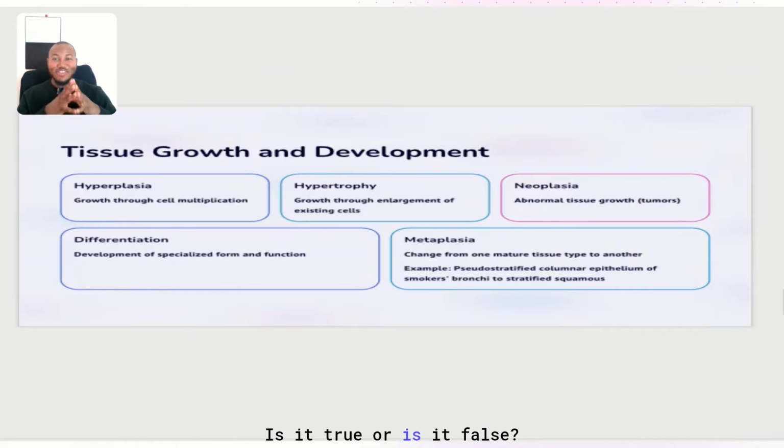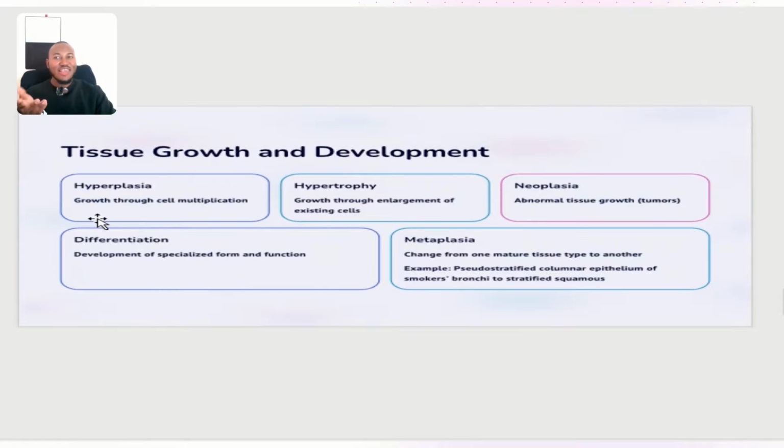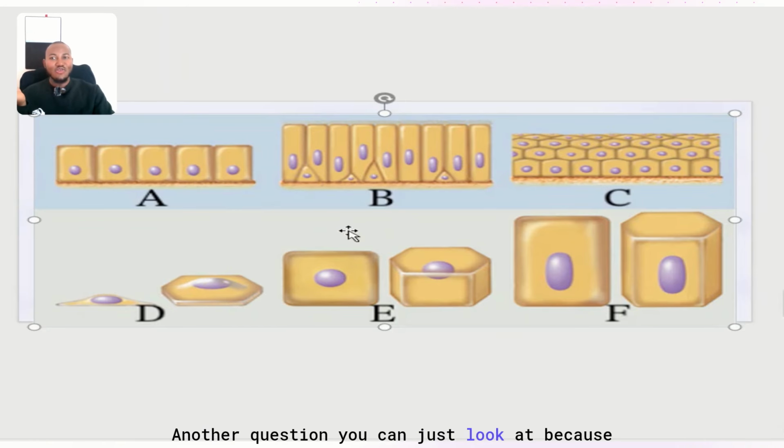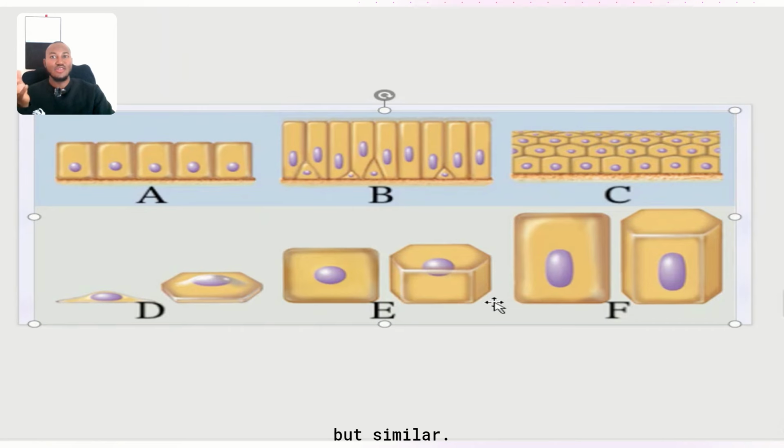Now, there's a question that says, growth in childhood is as a result of hyperplasia. Is it true or is it false? Think about it. What is hyperplasia? What did we say? We said that hyperplasia is the growth through cell multiplication. So what is the answer? Yes, true. Now, this is another question you can just look at, because there's every possibility that somebody can decide to ask you something similar, not exactly, but similar.